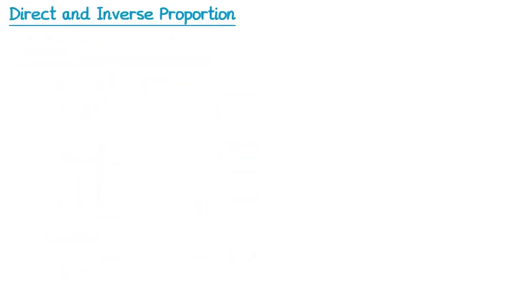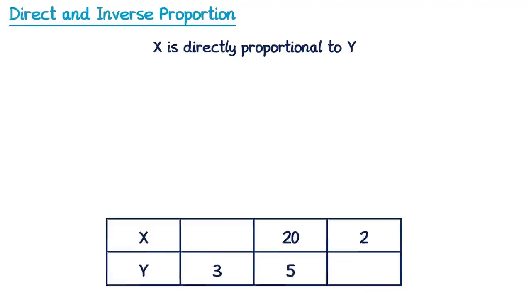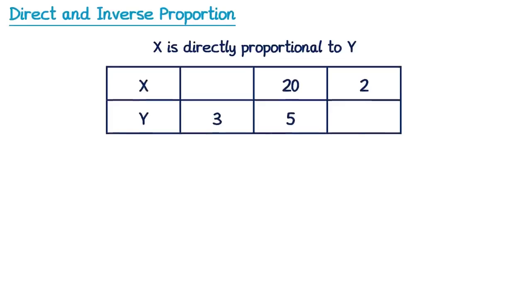Sometimes exam boards like to ask questions on direct and inverse proportion when they're in a table. Let's have a look at some examples for these. So you may be told that x is directly proportional to y, and then given a table of values that you need to complete. Remember, when x is directly proportional to y, there's some constant k, so that x is equal to ky. We just need to work out what that constant is.